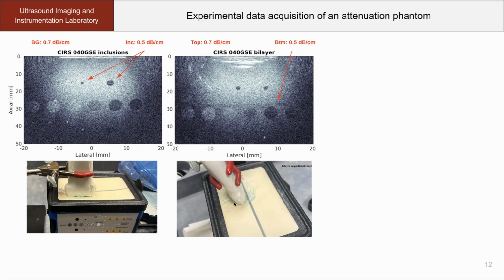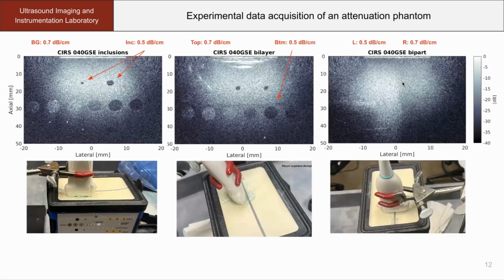We can see the experimental setup here. We have the probe looking across this division, and the division represents 0.7 on the left and 0.5 on the right. The third setup was a bipartition. So now we have the probe straddling this boundary line. So everything on the left is 0.5 dB per centimeter per megahertz, and everything on the right is 0.7.